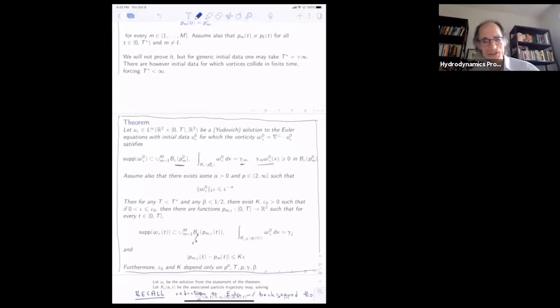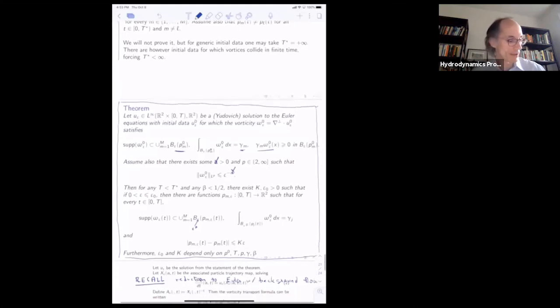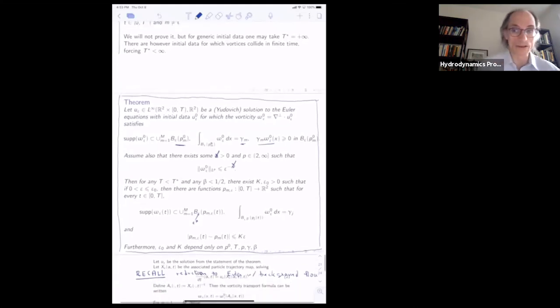Unfortunately, I've changed all the constants here. I'll try to fix this. So this alpha is what I called gamma before. Let's change it. So we assume that some L^p norm for some p bigger than 2 grows like some negative power of epsilon is bounded by some negative power of epsilon. And then we look at T star. Remember, it's possible that this ODE system has a finite time collision. And so if that happens, T star is that collision, otherwise T star is plus infinity. We fix any time capital T before T star such that there's no collision up to time capital T. And so beta here replaces the role of alpha from the previous theorem.